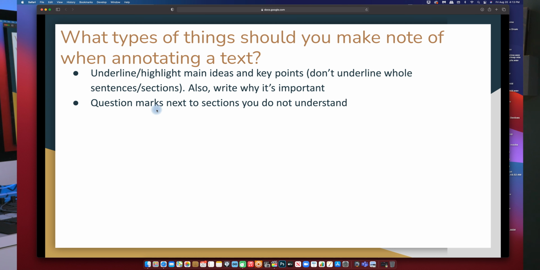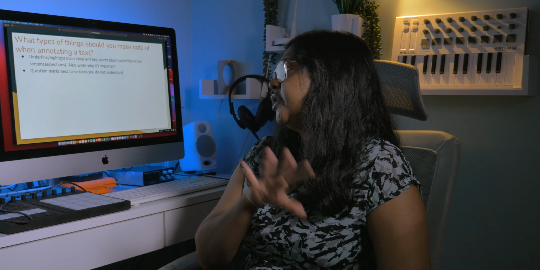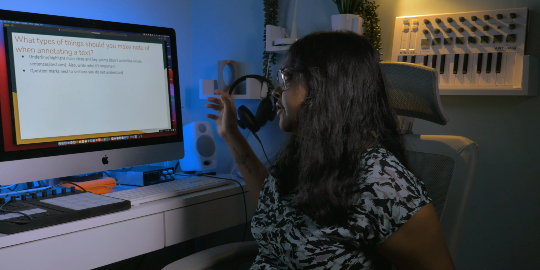Next, you can put question marks next to sections that you do not understand. So when you're reviewing the text at a later point, you can just look at the question mark and think, okay, wait, I have to review this part again because I didn't totally get it, right? So putting question marks can help you with that second review that you're doing.